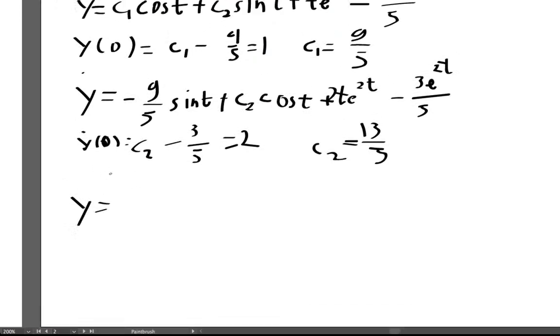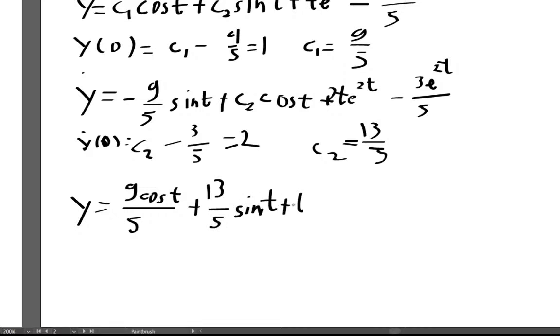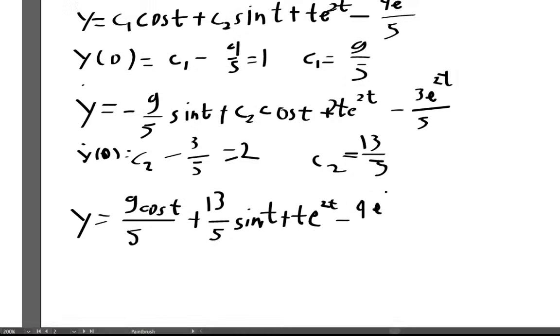Therefore, we figured out what the function actually is. y is 9 over 5 cosine t plus 13 over 5 sine t plus t e to the 2t minus 4 e to the 2t over 5.